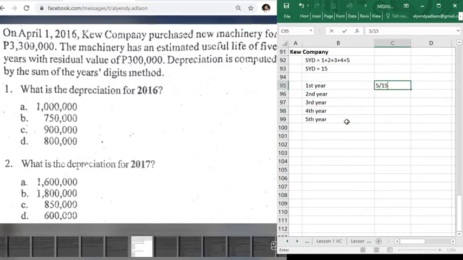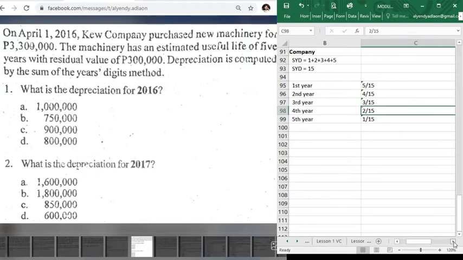For the first year, it is 5 over 15. What this 5 over 15 means is that we apply 5 over 15 of the depreciable amount as depreciation. Okay? 5 over 15. It's not different, no? Don't get confused, it's easy. Okay, 5 over 15 for the first year. For the second year, 4 over 15, 3 over 15, 2 over 15, and 1 over 15. So this is the fraction of the depreciation for the different years. We multiply it by the depreciable amount.